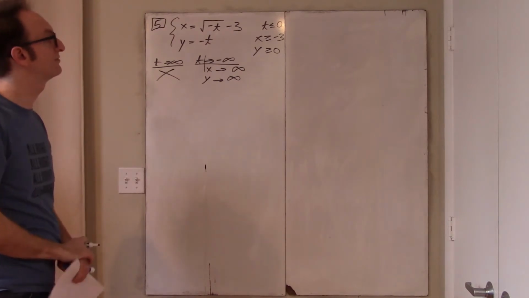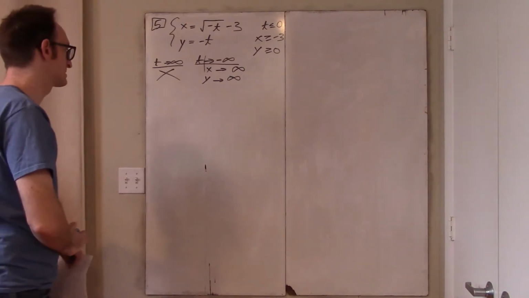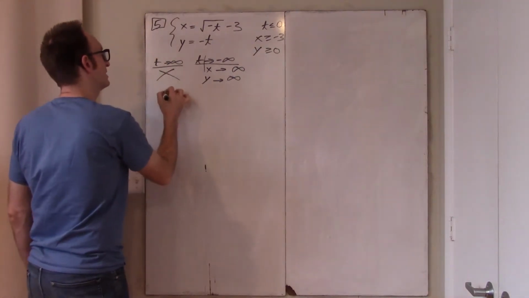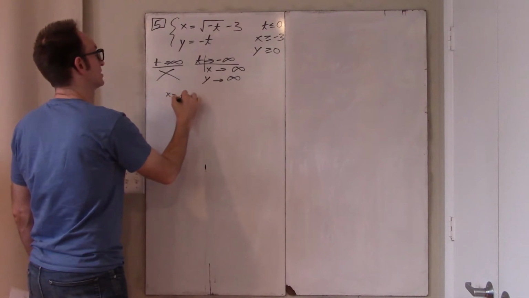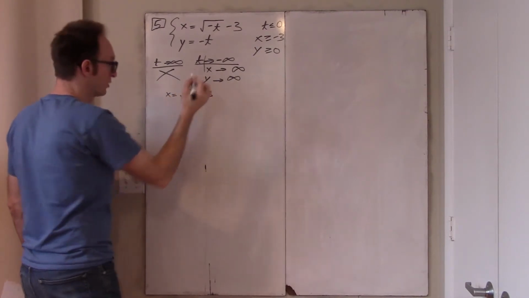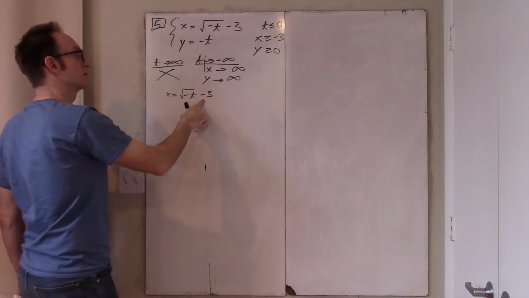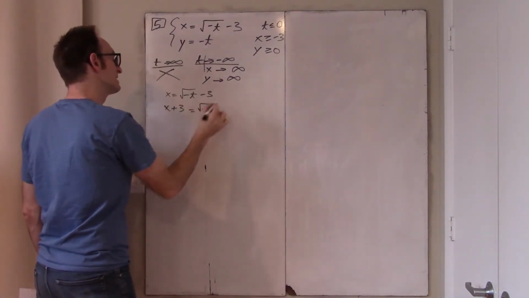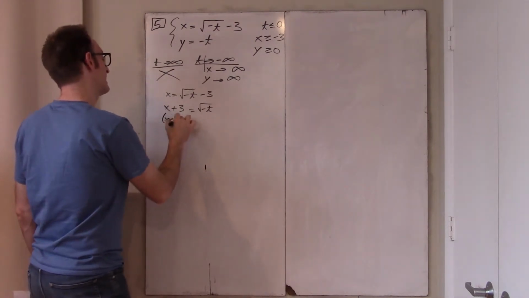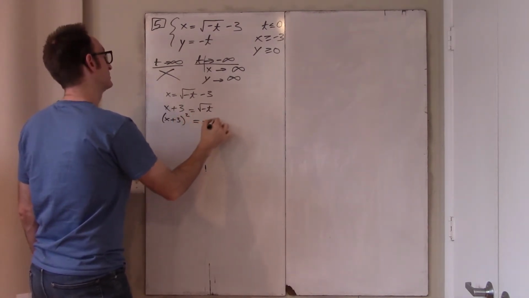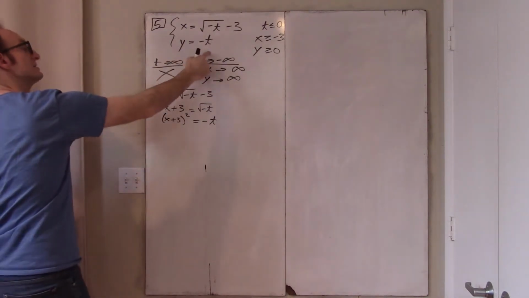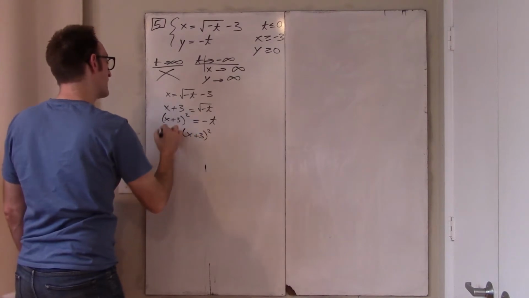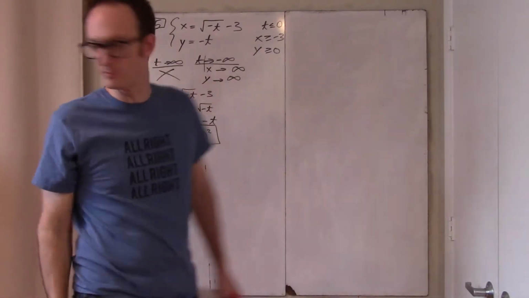Now that I've done that, and I do think it's important to do that first, let me now eliminate the parameter. To eliminate the parameter, I solve for one of the equations in terms of the other one. Here it seems like the thing to do is to take this equation, add 3 to both sides, then being a little careful, square, so I get x plus 3 squared equals negative t. But y is negative t, and so this tells me that y is x plus 3 squared.